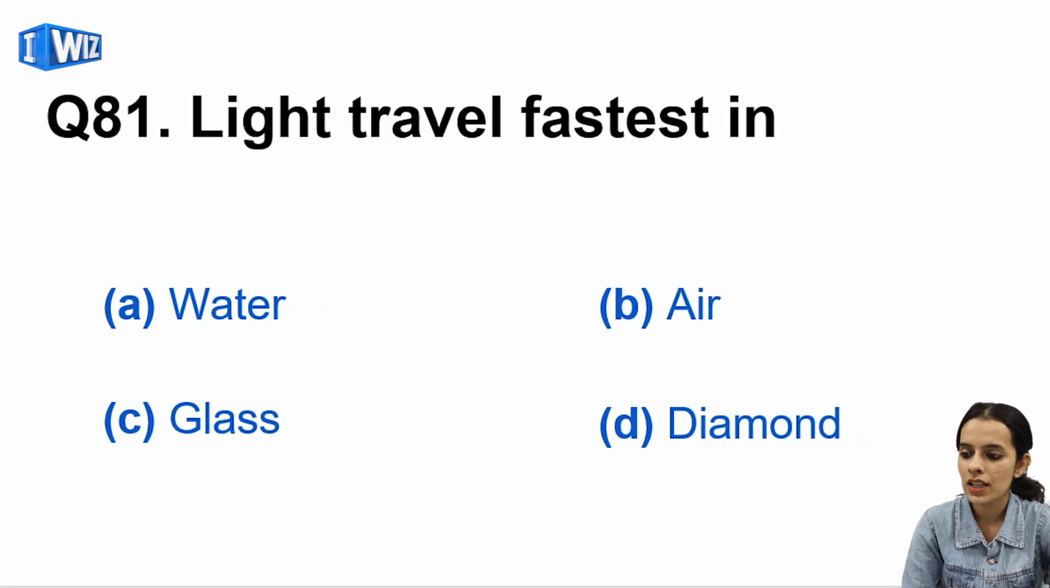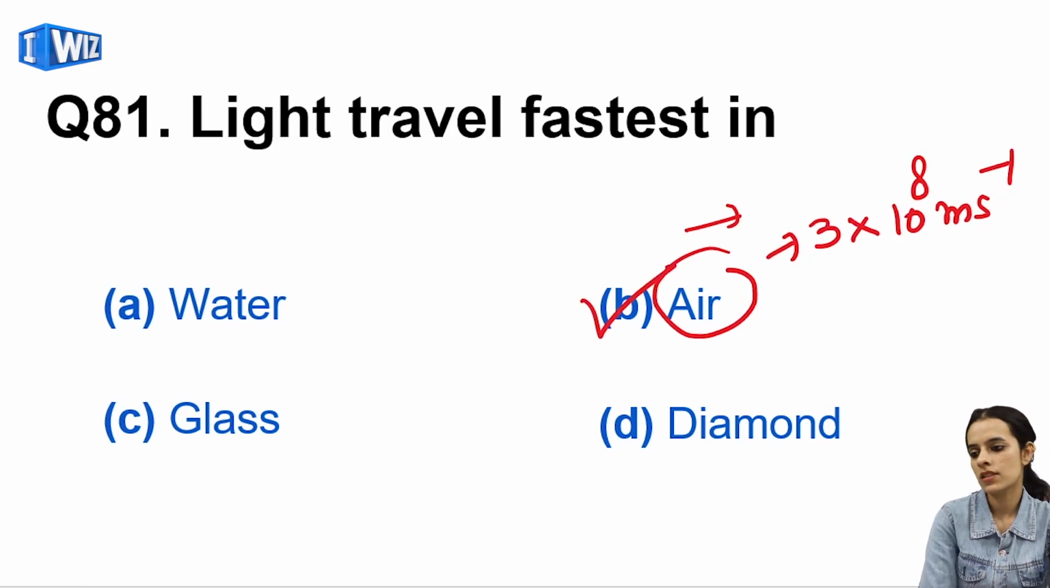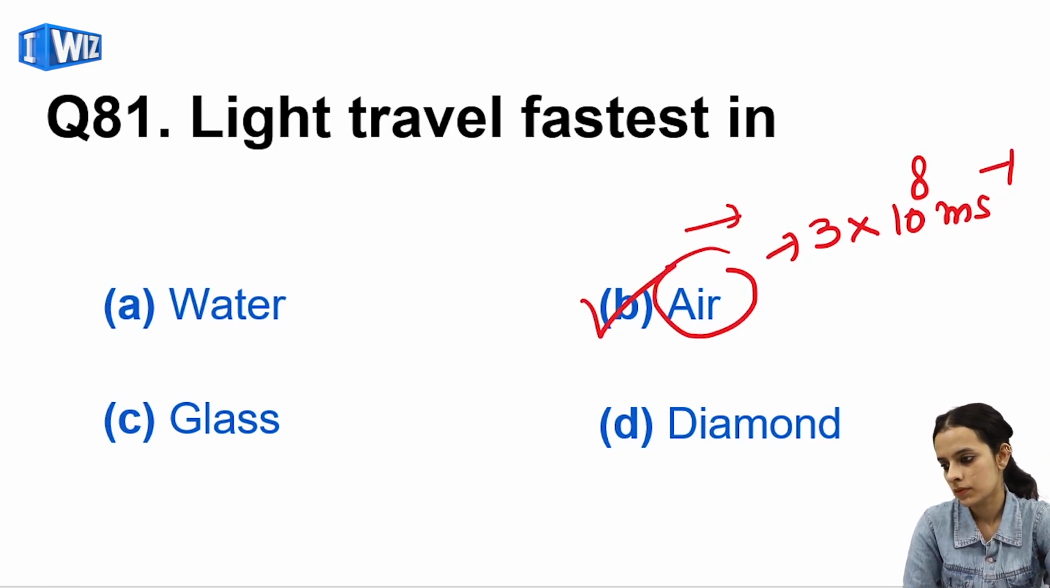Next, light travels fastest in water, air, glass, diamond. Speed of light in air is fastest, that is 3 into 10 to the power 8 meter per second. In all other cases, it is less as compared to air.